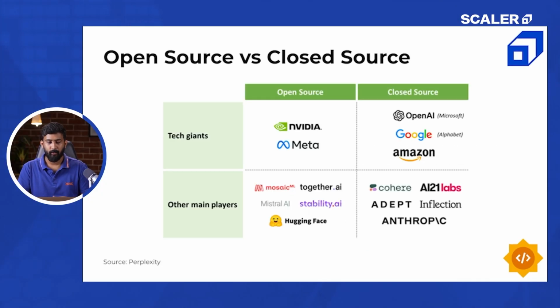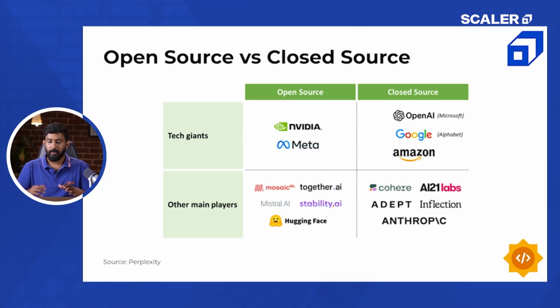Now let's move on to the next one. To give a simple idea, this is an image which I wanted to showcase. One is open source versus closed source. There are tech giants who have open source software as well, like Nvidia and Meta. But if you see OpenAI, Google, or Amazon, you can't access the source code of OpenAI. You can use OpenAI's software, but you can't know what happens behind that software.